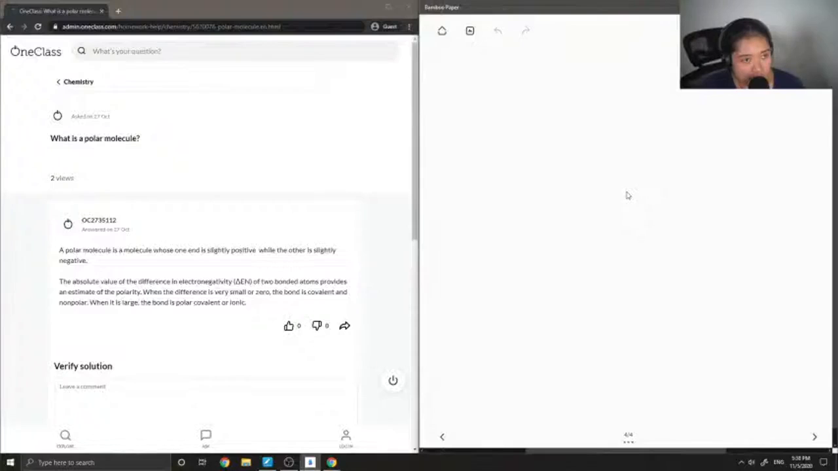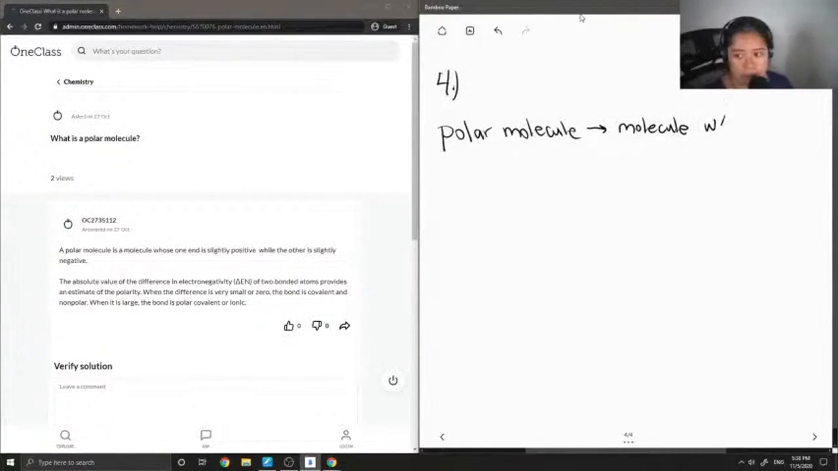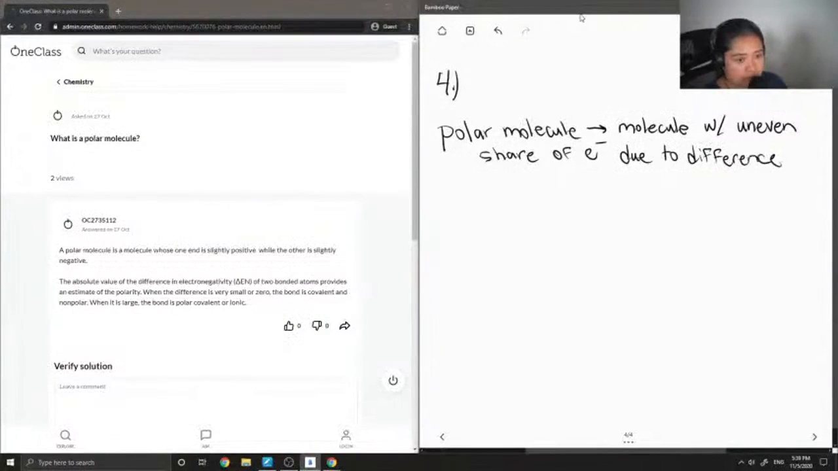Okay, so the next question asks, what is a polar molecule? This is a good high school chemistry question. Basically, a polar molecule is a molecule with an uneven share of electrons due to differences in electronegativity.